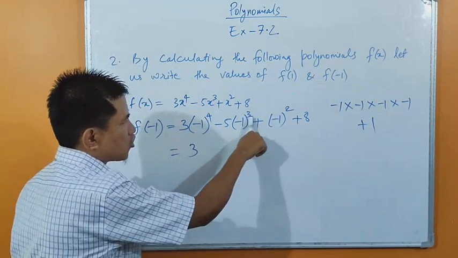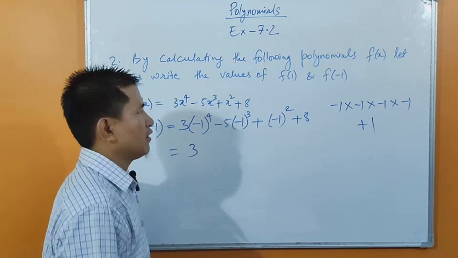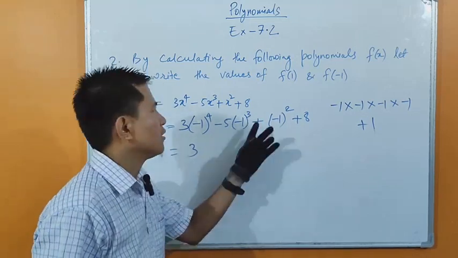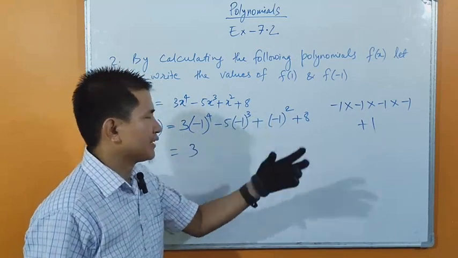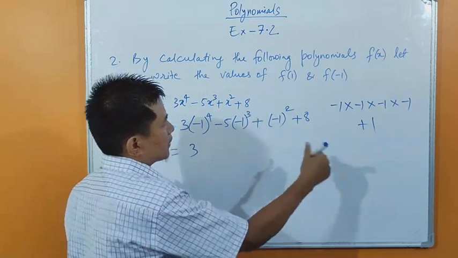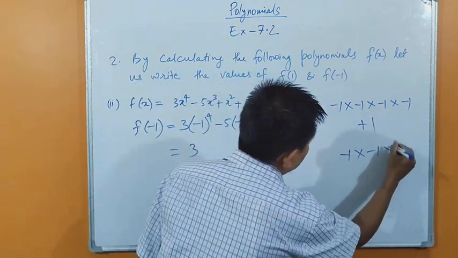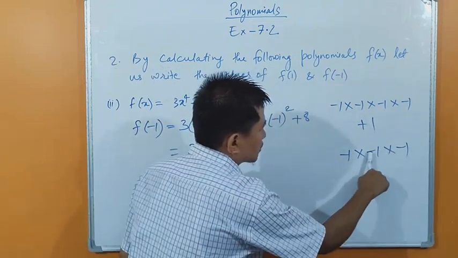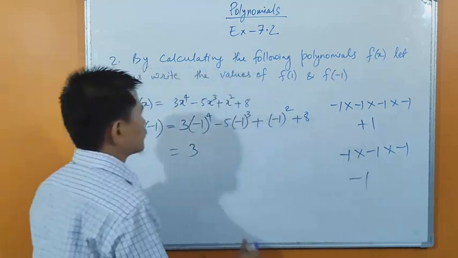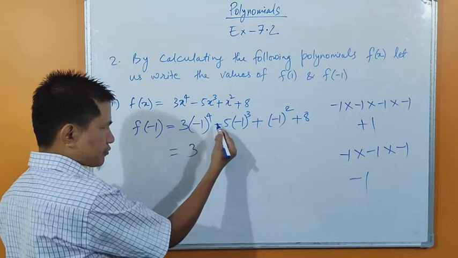And when the power is odd, the sign remains minus. This 3 is an odd number. If this was 5, then 5 is also an odd number, and in that case also, the sign will remain minus. Minus 1 multiplied 3 times: minus 1 into minus 1 into minus 1. Minus into minus is plus, plus into minus is minus. 1, 1, 1 multiplied, you get 1. So this is minus 1. You can consider this is minus 1.